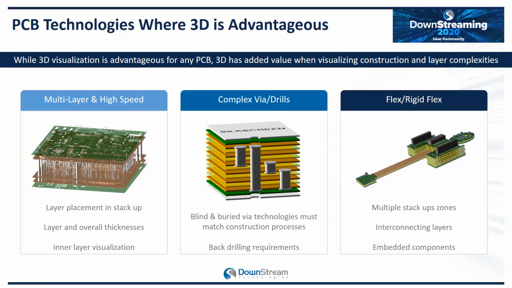Also, with flex, rigid flex, and embedded components, 3D can add a lot more capability than just your traditional 2D. So you can set up different zones inside of the stack-up visualizer to say this section of the design is rigid, this section is flex, this section is also rigid, but it's a higher layer count and so forth, and they're all interconnected together. So as designs increase in complexity, 3D becomes more advantageous to implement.